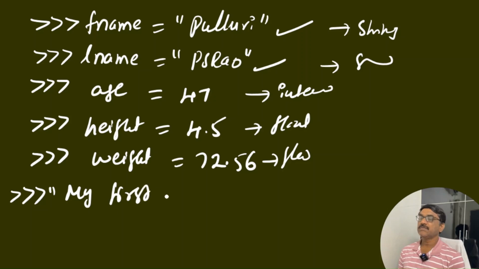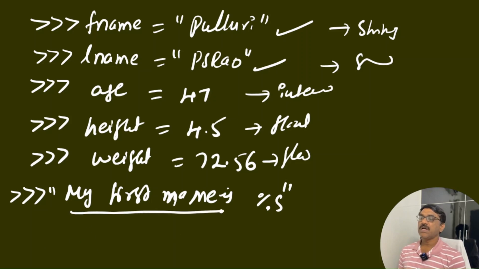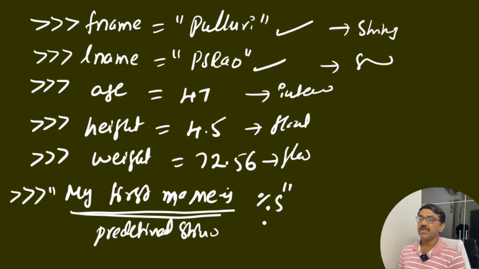Now here, for example, I'm writing my first name. Here I'm writing like this, my first name is, here I'm writing percentage s, and I'm writing double quotes. In this case, my first name is the predefined string. Into this predefined string, I'm going to insert a new object. S stands for string object. Before S, I'm writing the percentage symbol.